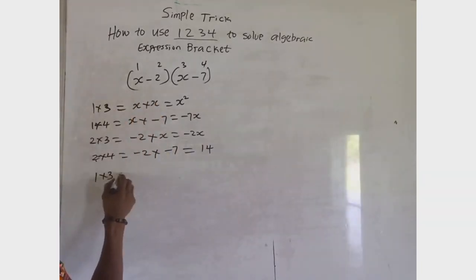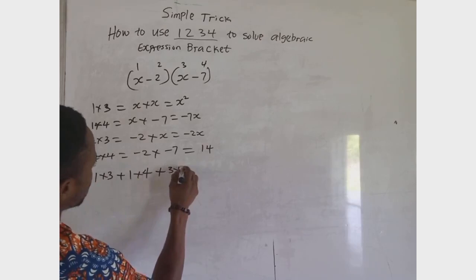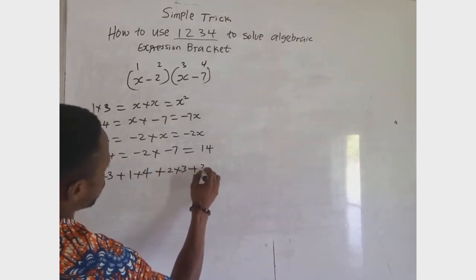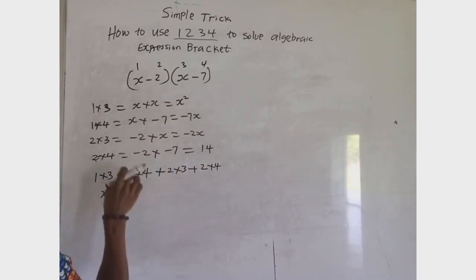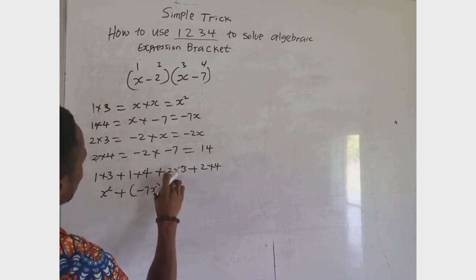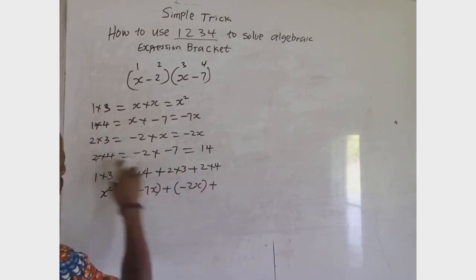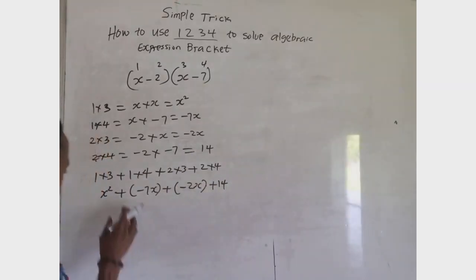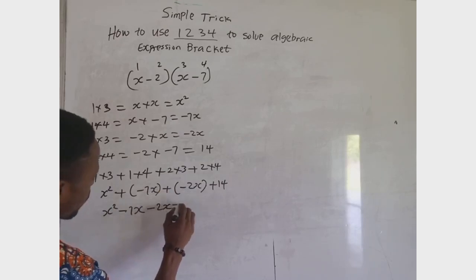So now let's add this all together: 1 times 3, plus 1 times 4, plus 2 times 3, plus 2 times 4. So 1 times 3 we have s squared, plus 1 times 4 we have minus 7s, plus 2 times 3 we have minus 2s, plus 2 times 4 we have 14. So if you open this bracket, that is s squared minus 7s minus 2s plus 14.